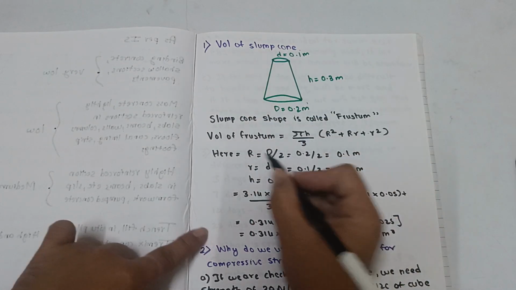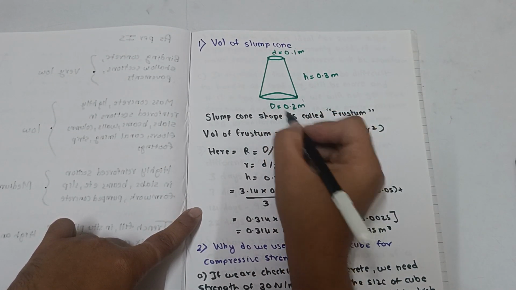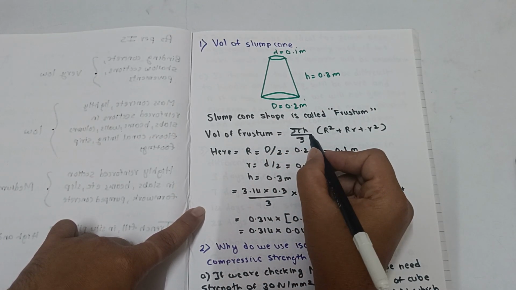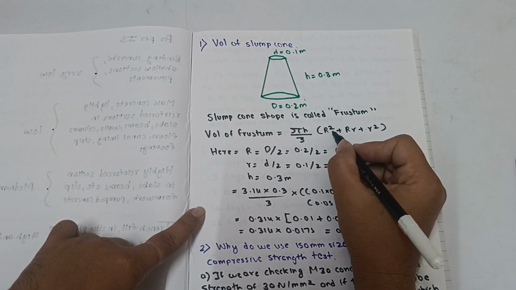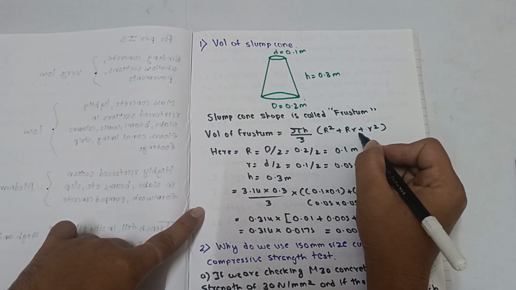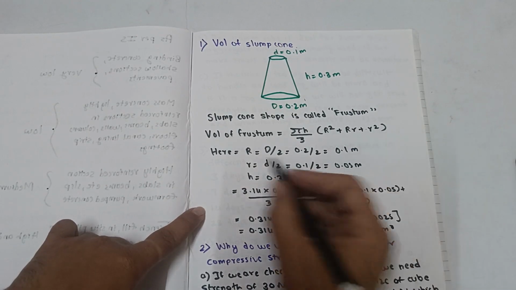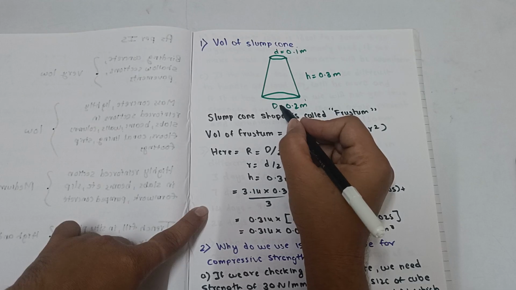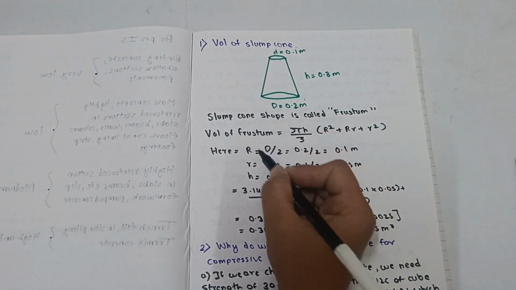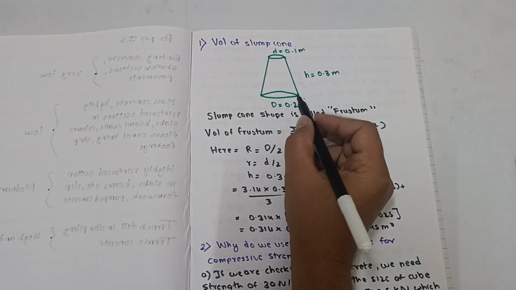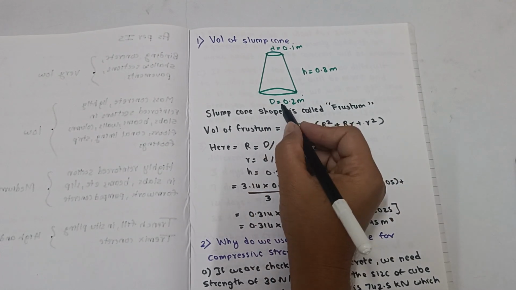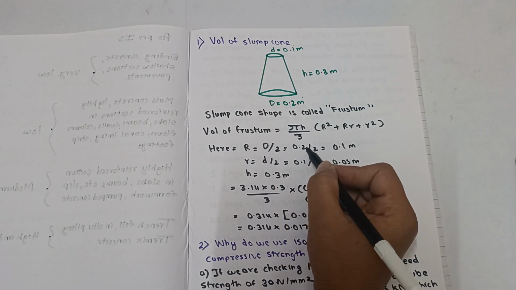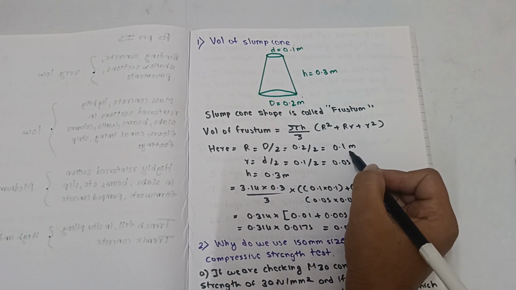This is called frustum. So for calculating volume of a slump cone, you have to calculate volume of frustum, which is pi h by 3 into big R square plus big R into small r plus small r square. So here big R is big D divided by 2, that is, radius is half of diameter. So big R is equal to big D by 2, which is 0.2 by 2, that is 0.1 meter.